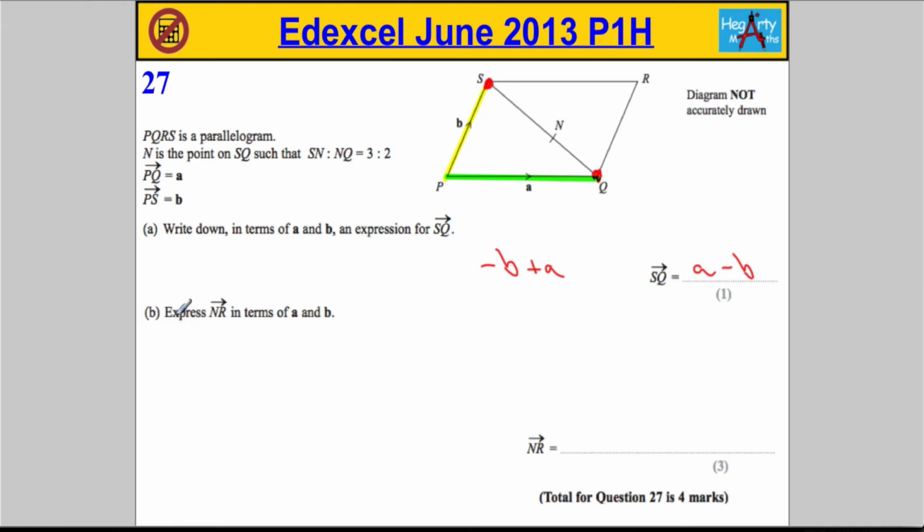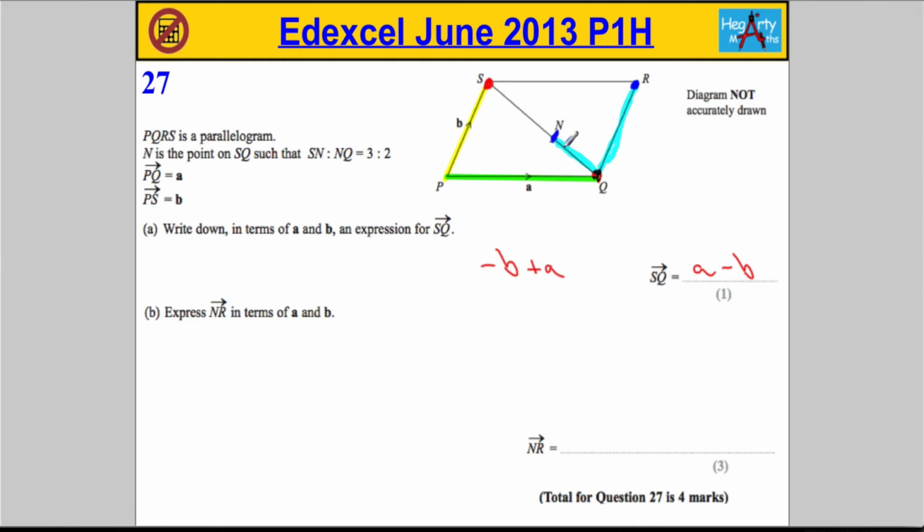Now, part B, we're asked to express the vector NR in terms of A and B. So essentially, I need to work out how to get from here and end up here, and we need to describe that using A's and B's. What I'm thinking off the bat is, starting here, if I travelled along there and then travelled up there, that would be the same as the vector NR.